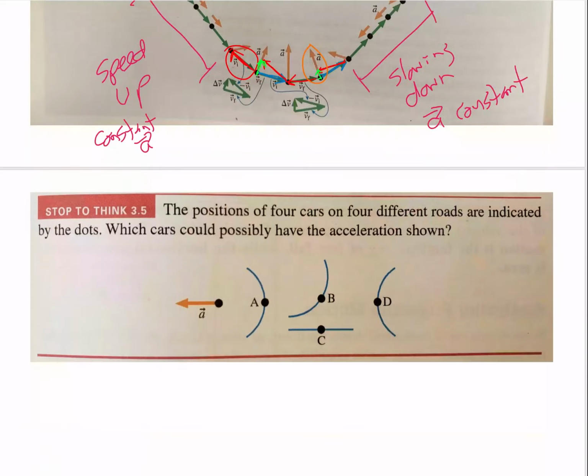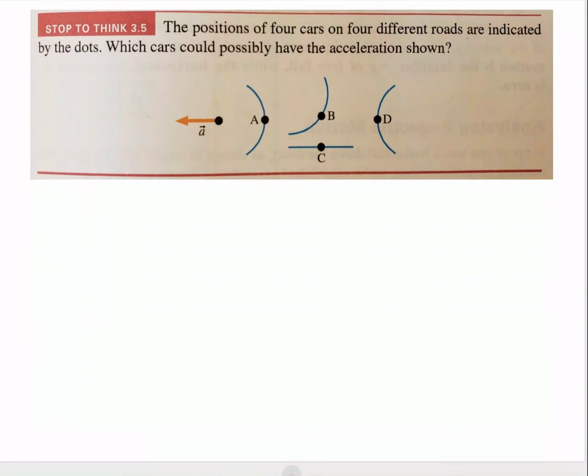All right, so almost done now. The positions of 4 cars on 4 different roads are indicated by the dots. Which cars could possibly have the acceleration vector that's shown? I feel like it'd be C. You could have more than one answer. And B. Wait. I feel like that'd only be it. Which cars? It's plural. A, B.